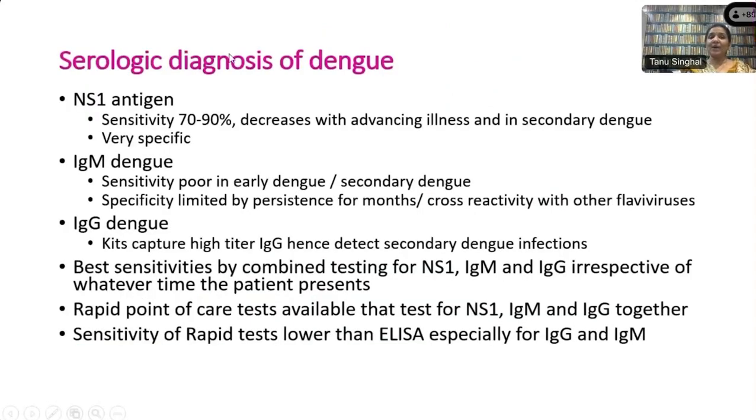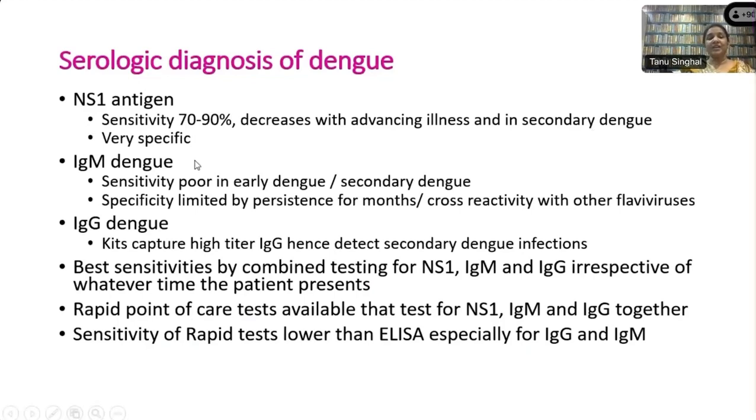When you look at NS1 antigen, its sensitivity varies between 70 to 90%, but it is highly specific, and its positivity goes down as the illness advances, especially after day 6 or day 7. And as I showed you, in secondary dengue, your NS1 antigen may become negative after the 2nd or 3rd day.